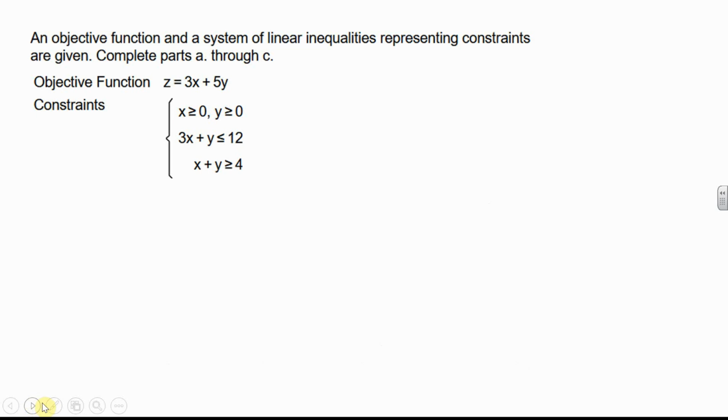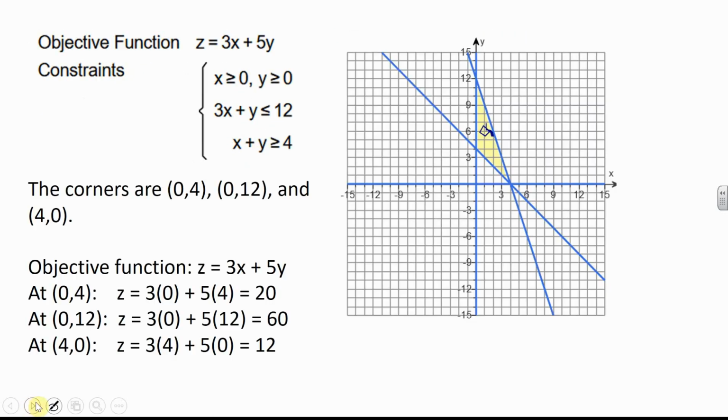Now here's a problem for us. How about that? An objective function, that objective function is called Z. Excuse me if I referred to it as the constraint. The constraints are this system of inequalities. So what we're going to do is, in MyMathLab, it says complete parts A, B, and C. So what is that?